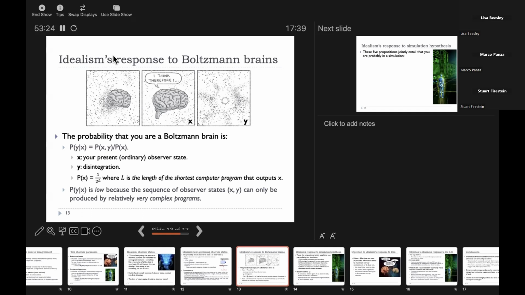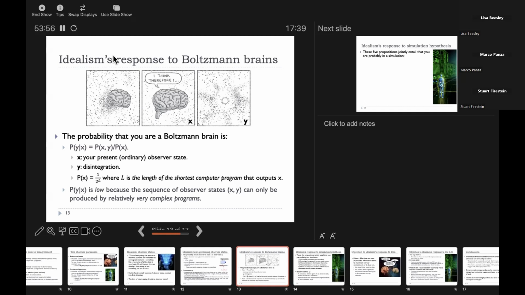So roughly the idea is this: if you've got X, this big bit string, and then you've got Y, this other one, the thought is, if Y were just a normal state where you just have another normal experience, it's relatively predictable given the previous state. You don't need too complex of a computer program to get you that state. But to go from an ordinary observer state to a sudden disintegration, yeah, you're going to need a complex computer program to get you that sequence. And so that's what makes being a Boltzmann brain highly improbable.